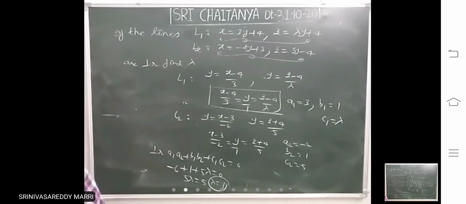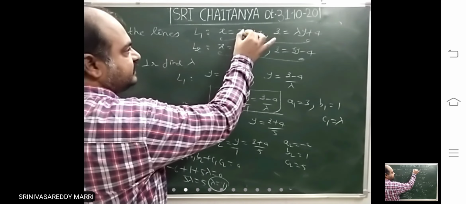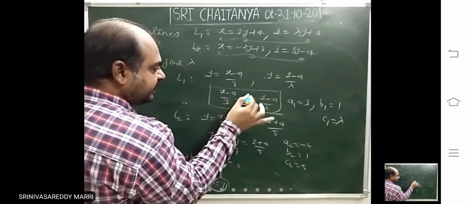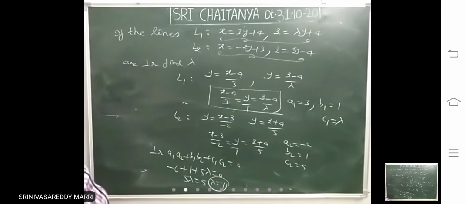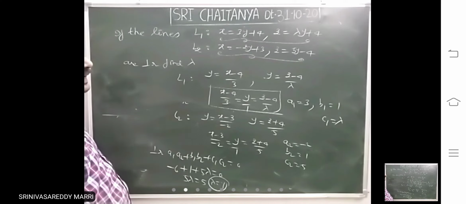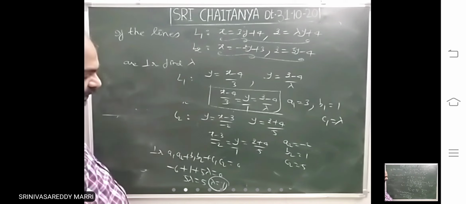Like that. If this is not in standard form, convert into standard form and find the DRs. The method is to equate the common variable. Like that, the perpendicularity condition for the lines: if the two lines are perpendicular, A1A2 plus B1B2 plus C1C2 equal to 0.